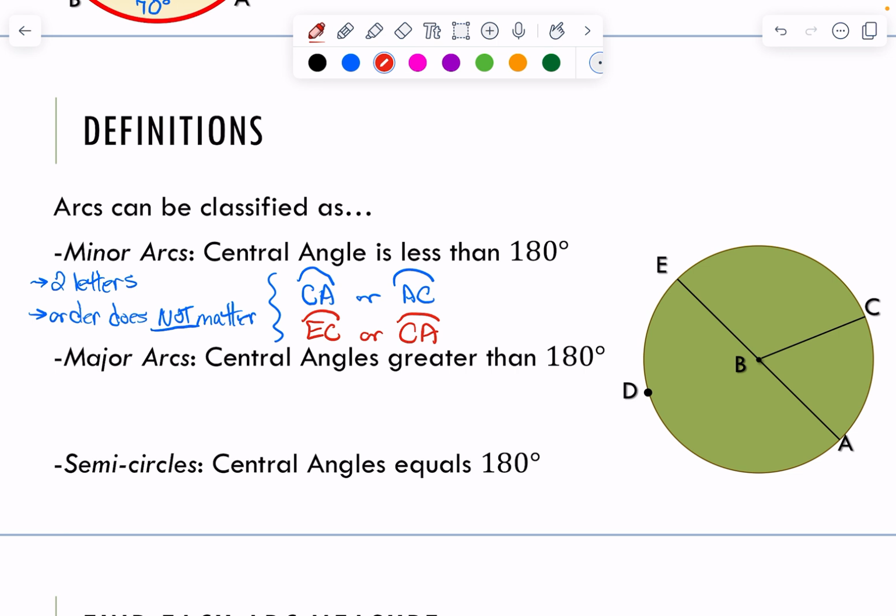A major arc is where the central angle is greater than 180 degrees, meaning it's bigger than the diameter. Okay, so when we look at a major arc, there's a totally different way of labeling it. So a major arc is labeled with three capital letters. Here, order matters. And the middle letter gives the direction.